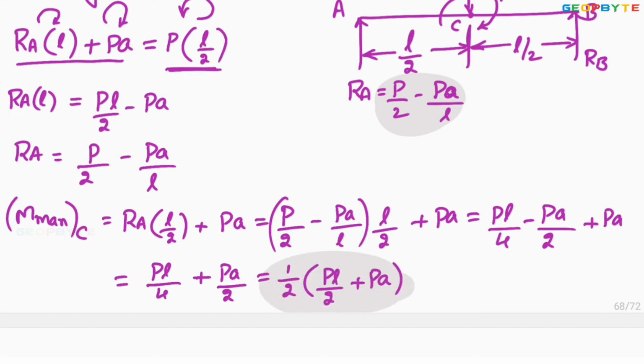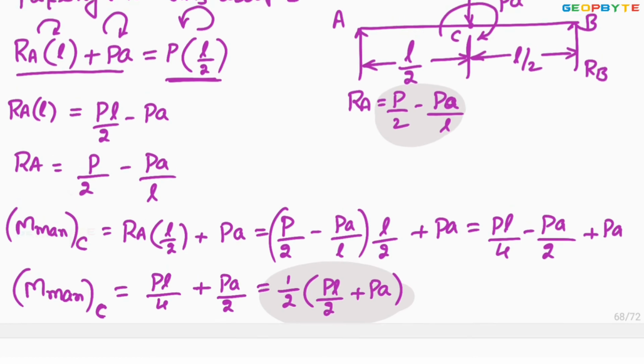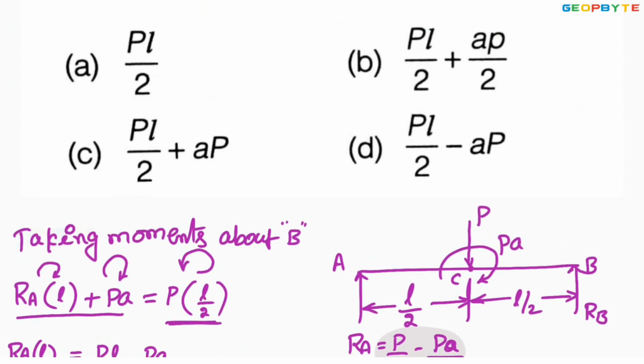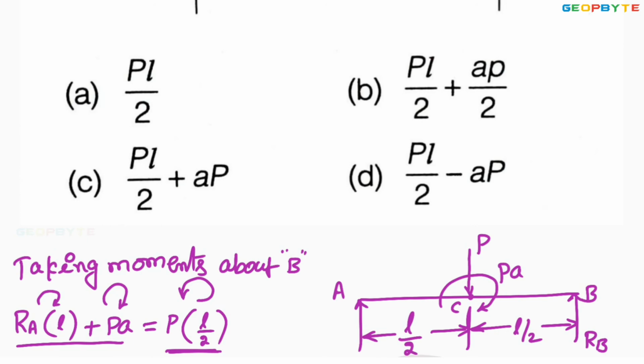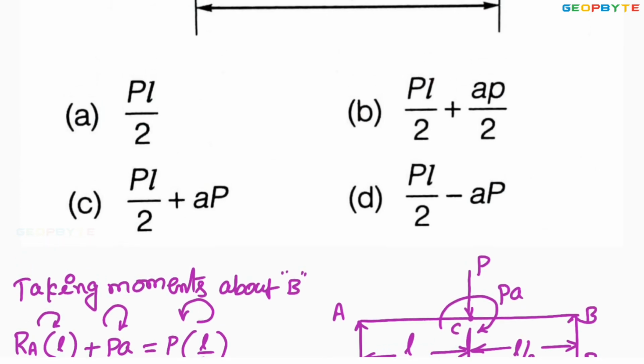This is the maximum expected bending moment at C. Remember, your maximum bending moment is developed exactly at C. Therefore, I got half into PL by 2 plus PA. Look at the options. Half into PL by 2 plus PA. Where is the answer?